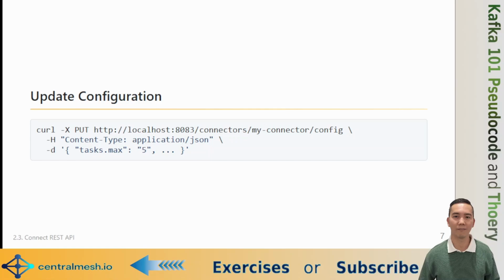Over time, requirements often change. We may need to increase parallelism, modify connection settings, or adjust connector behavior. Instead of deleting and recreating the connector, we can update its configuration using a PUT request. Kafka Connect applies the new configuration and coordinates any required task restart automatically. This ability to reconfigure connectors dynamically is one of the major operational advantages of Kafka Connect.